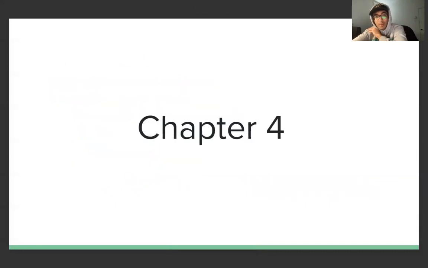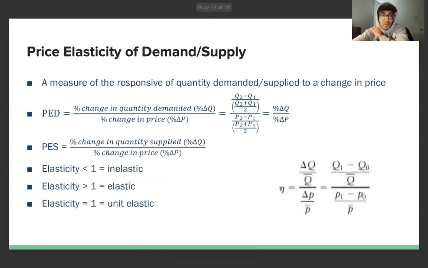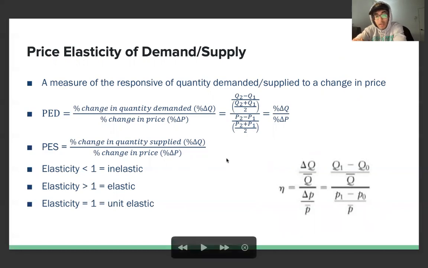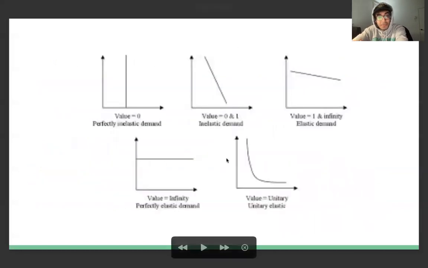Okay, let's move on to chapter 4. So price elasticity of demand is basically trying to understand how sensitive the demand is to a change in price. So that's saying if the good's price changes by X percentage, how much would the quantity demanded for that good change by? And there are 5 cases.